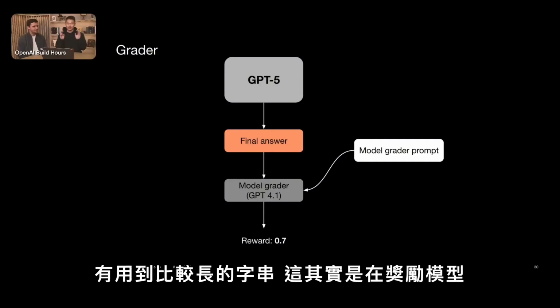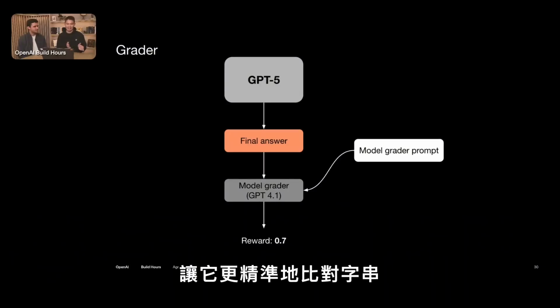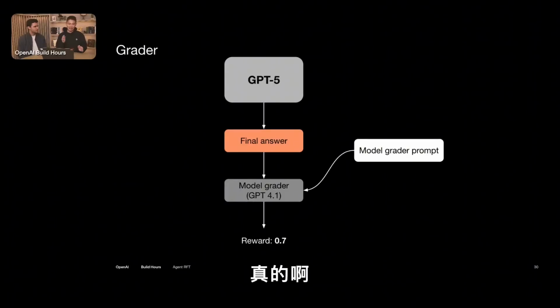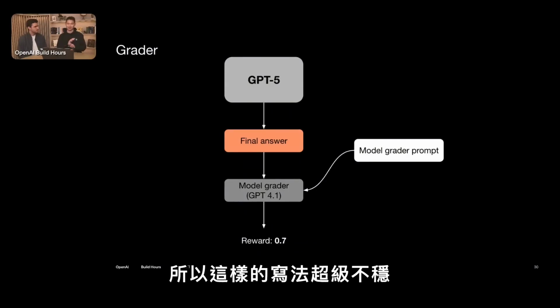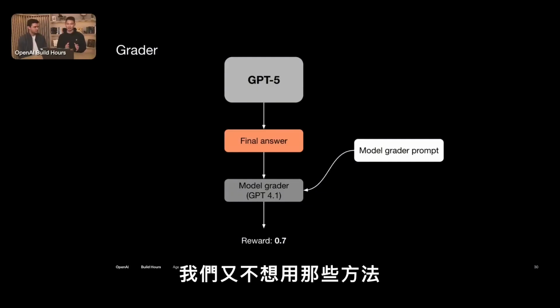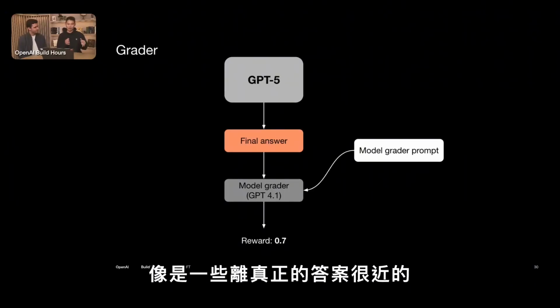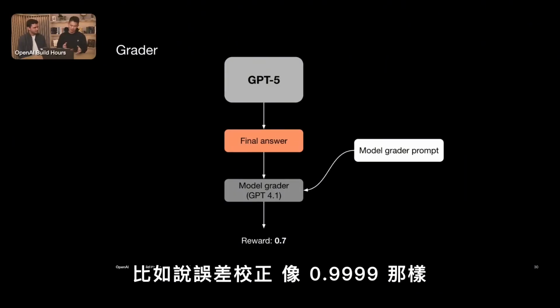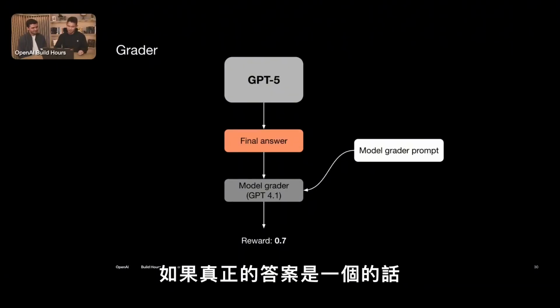But we also could have used a string grader, which rewards the model for exact string matches to the ground truth, but is super brittle and can penalize the agent for minor formatting errors, like writing out "32 dollars" instead of using the dollar sign. So it kind of penalizes the model in ways that we don't want. In our case, we also want to give partial credit to the agent for answers that are really close to the ground truth, like rounding errors, such as 0.999 if the ground truth is actually 1.